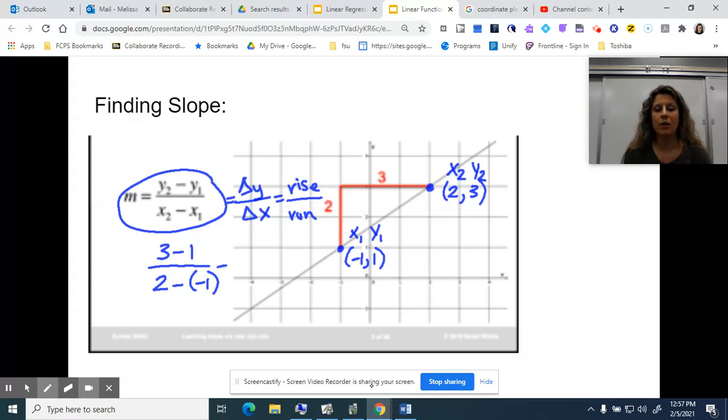Okay, so if we do that, 3 minus 1, that gives me 2. And 3 minus a -1, that actually means plus. So 2 plus 1 gives me 3. We can see that the rise is 2 and the run is 3. We got the same thing using that formula. So again, just to reiterate, all 3 of these formulas mean the same thing. They're all different ways of finding slope. So whichever way you like best is how you can do it.